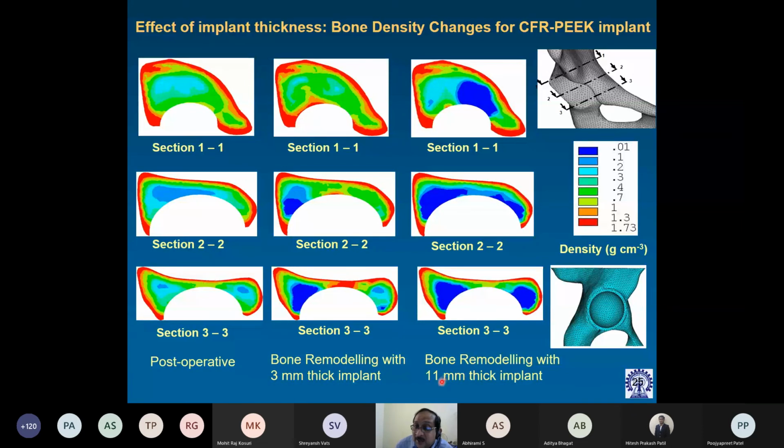In the case when it increases to an 11 millimeter thick polyethylene implant, then what happens? Huge bone resorption. Bone resorption is predicted in section 2, section 3, even in section 1.